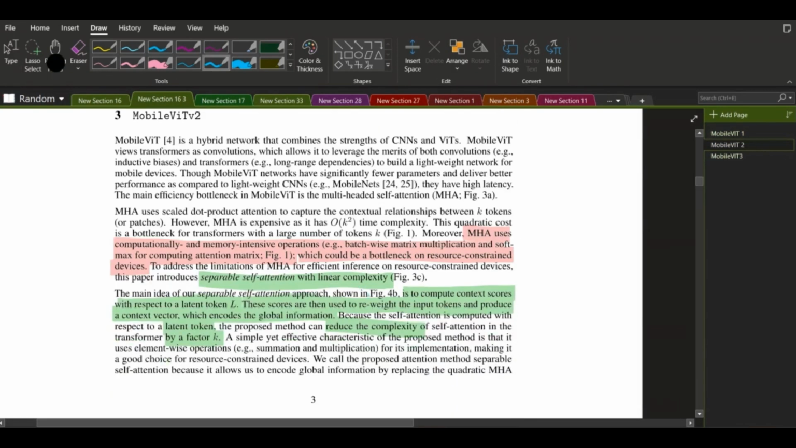I've been saying that they are trying to introduce this separable self-attention with linear complexity, but what is the main idea behind this technique? They state here that the idea is essentially to compute the context score with respect to the latent token. These tokens are then used to reweight the input tokens and produce the context vector, which encodes the global information. Because the self-attention is computed with respect to the latent token, the proposed method can reduce the time complexity of self-attention in a transformer by a factor of k.